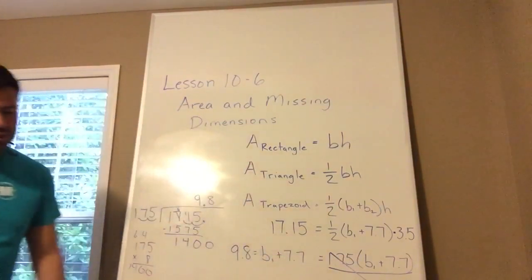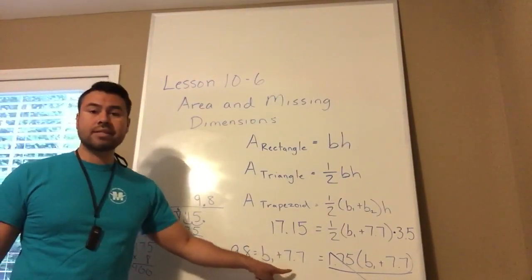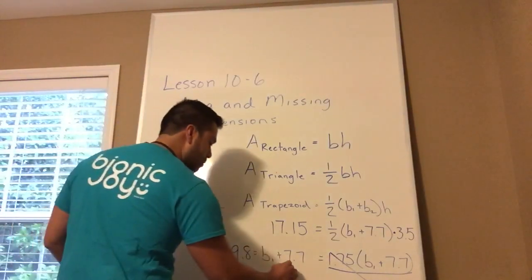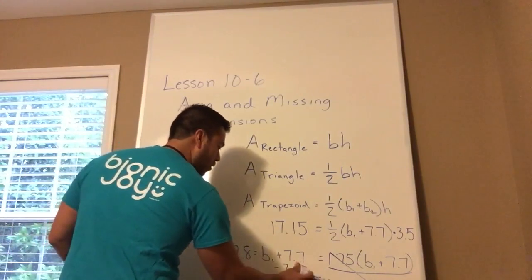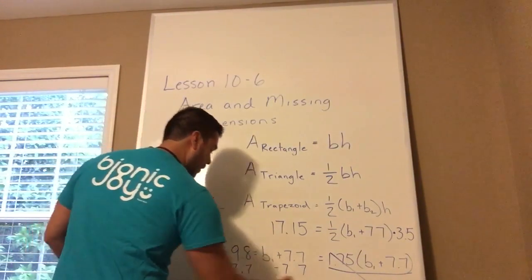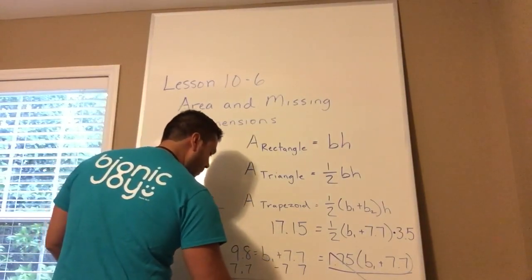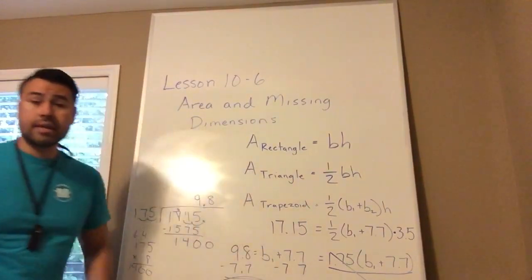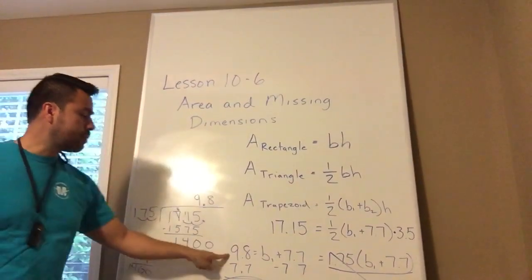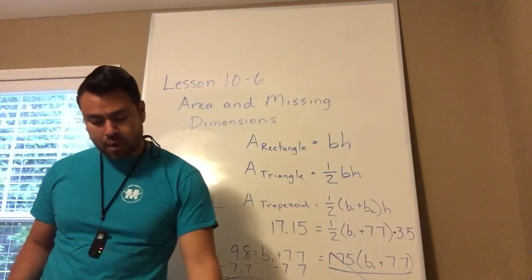So almost done with this problem. But then how do I get rid of that 7.7? If they're being added together, I have to subtract. So my last step is to subtract 7.7 from both sides. And that gets me 2.1 equals b sub 1. I don't know if you can even see that, but that's 9.8 minus 7.7 is 2.1. So again, that would be your hardest problem.